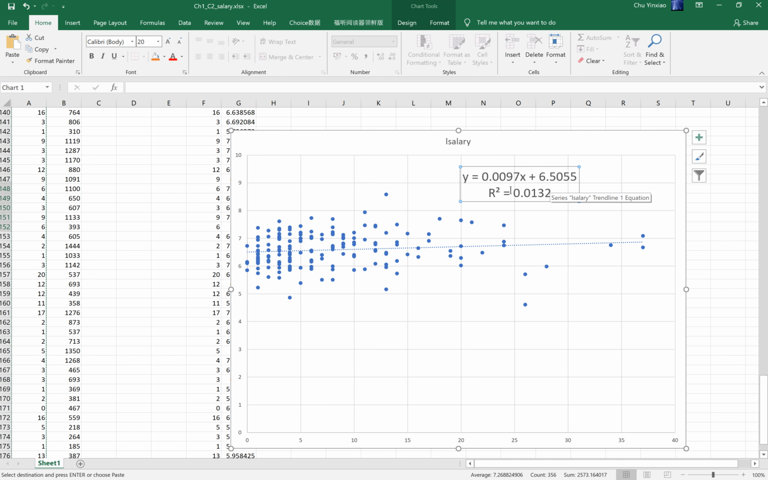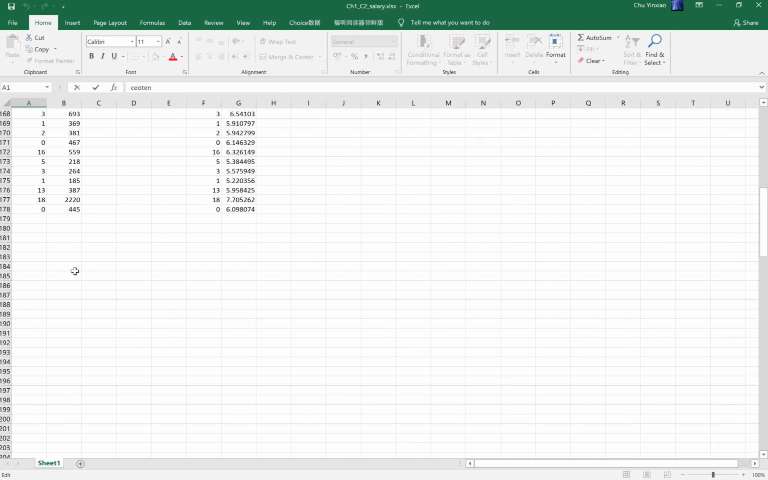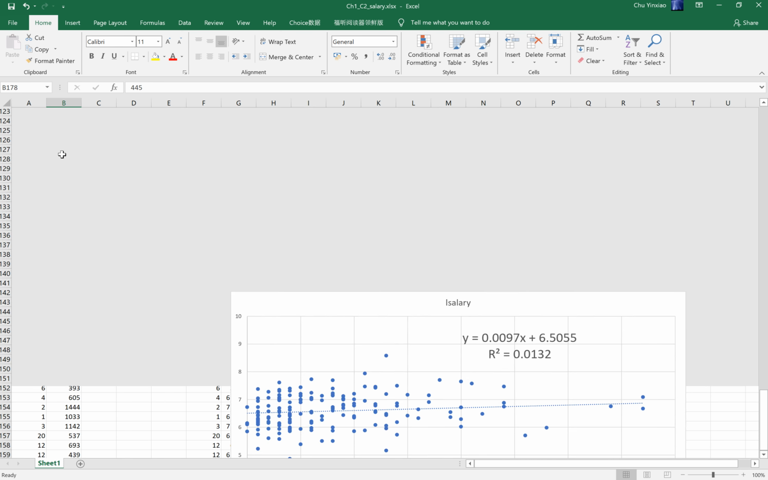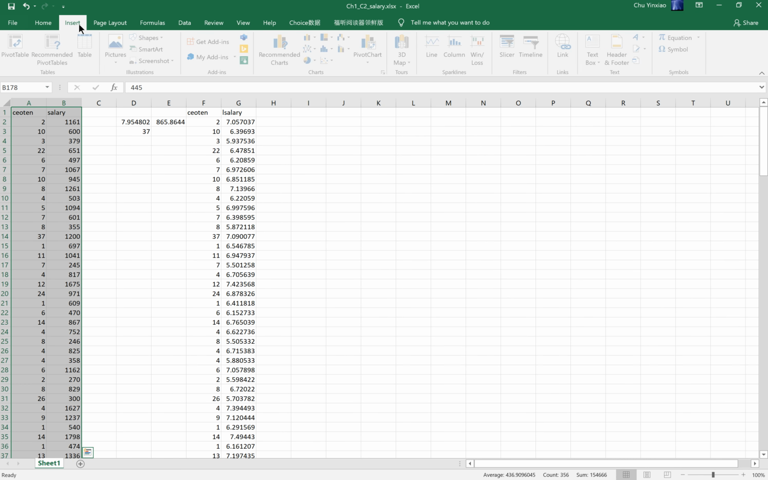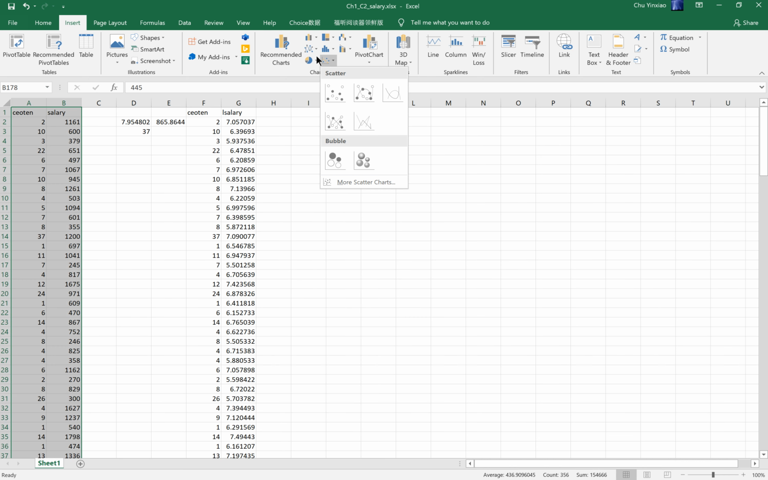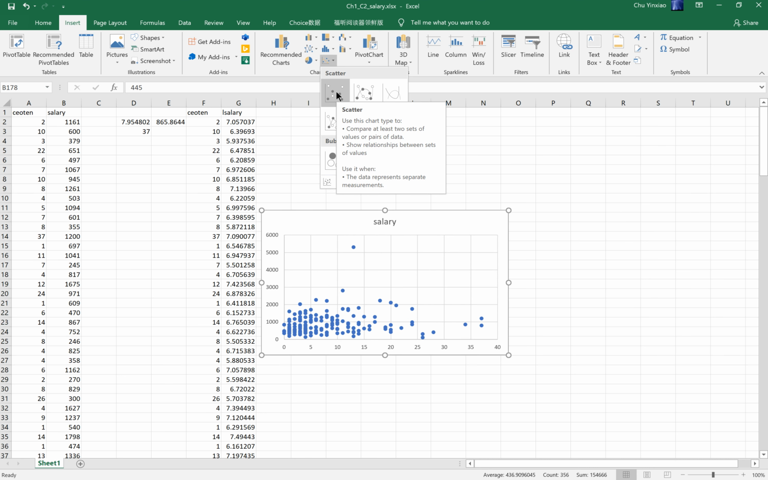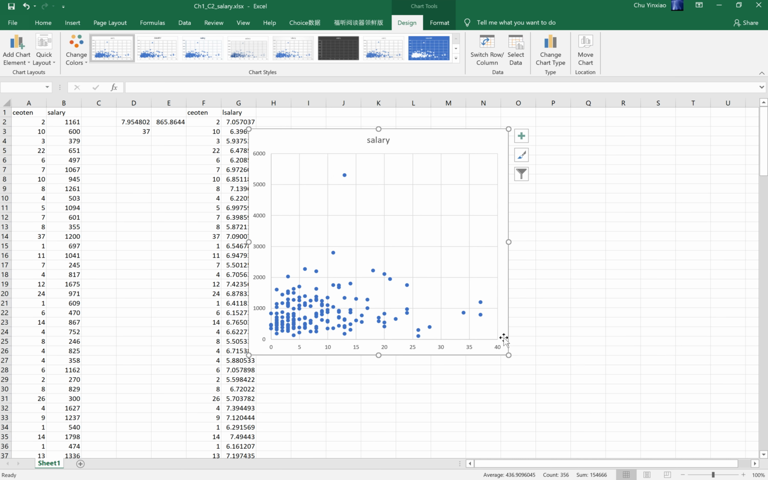Okay, this is the simple regression result, and we can do it in another way. We can simply use these two columns of data, without transforming the salary data at the beginning, but we insert another scatter plot. This is another scatter plot, and here there's no transformation of salary.